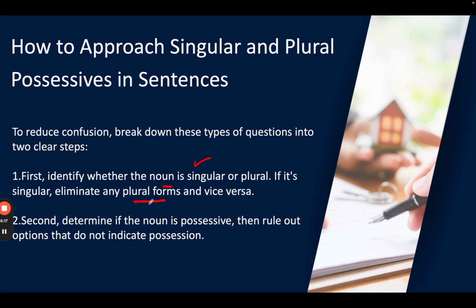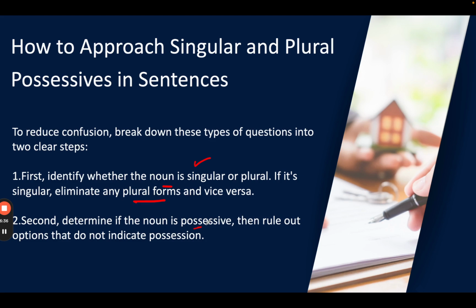Once you have gained this understanding, the second step is: do I want to show a possession? Is there something being owned by this noun? Or is there a contraction of verb? You have to identify this. Do I want to show possession, or is there any contraction of verb, or nothing at all? This is the second step, guys.